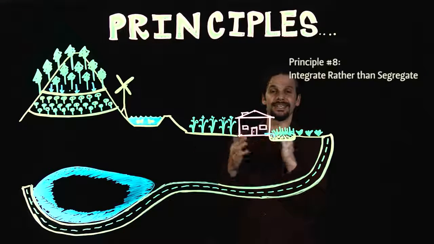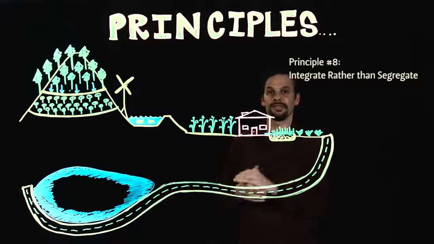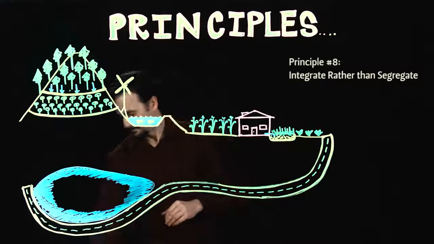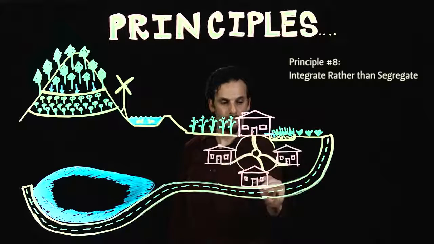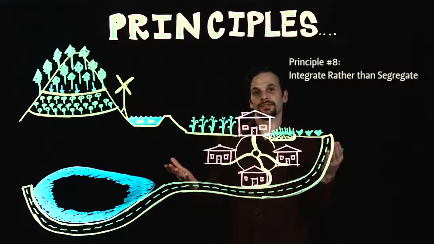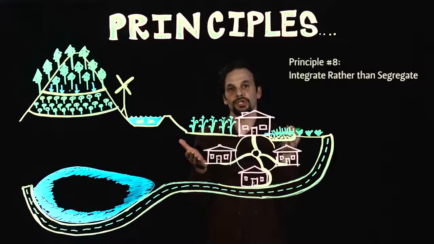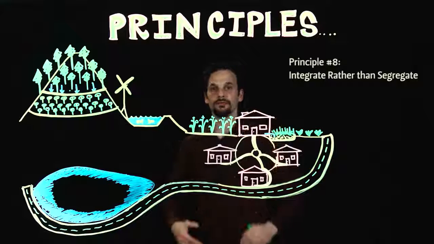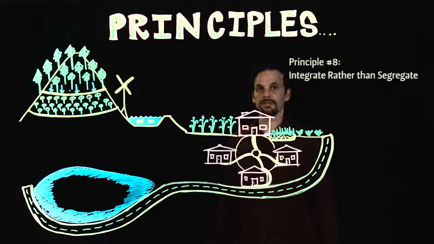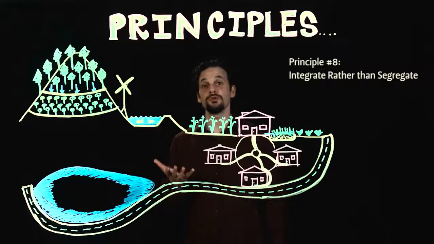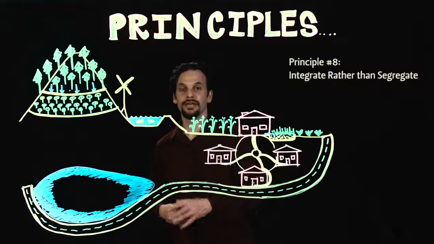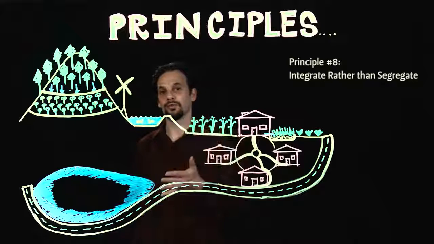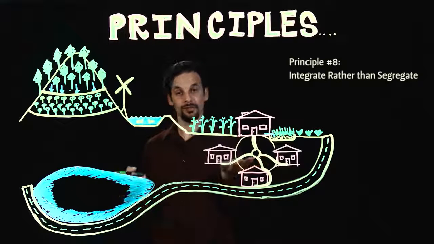Principle 8 is integrate rather than segregate. This principle says that the more relationships between parts of your systems, the stronger, more productive, and more resilient your system becomes. This has to do with community as well. I drew a cluster of dwellings where a cooperative community can get much more done than an individual. Many hands make light work.